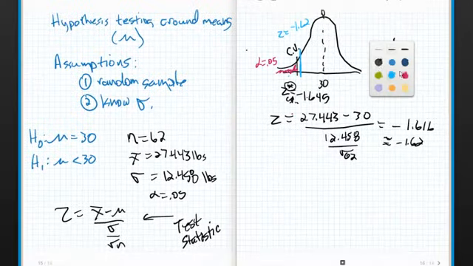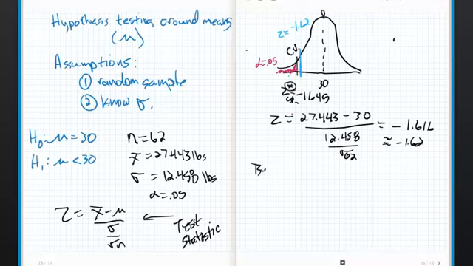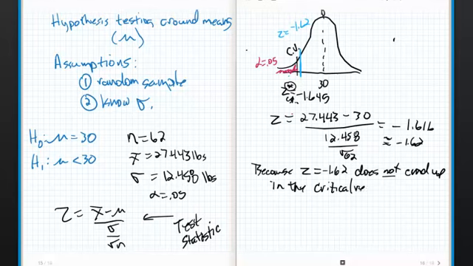So what is our conclusion? Well, it's simple. There's lots of ways to do this. Because, or since, however you want to write it, Z equals negative 1.62 does not end up in the critical region, i.e., another way to write this, negative 1.62 is greater than negative 1.645. I'm going to show you something a little shifty about this here in just a sec.